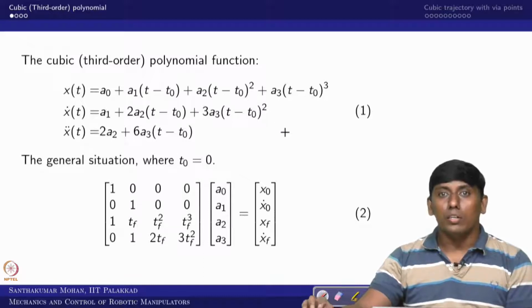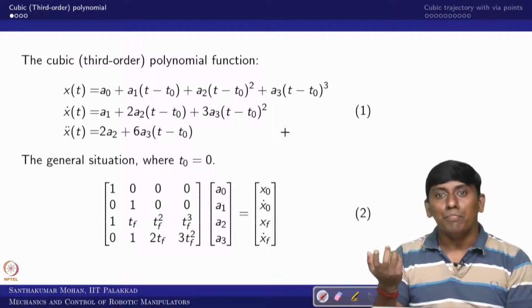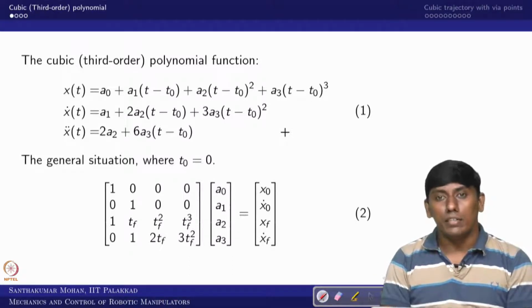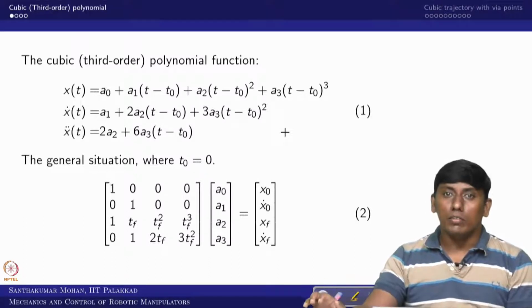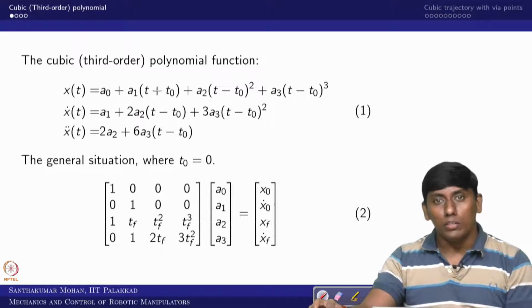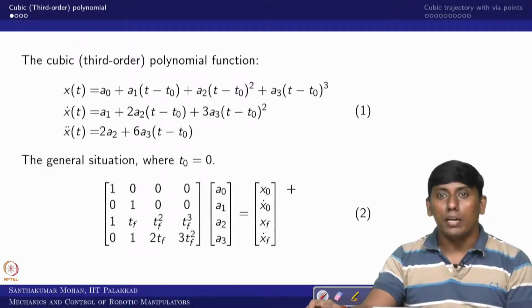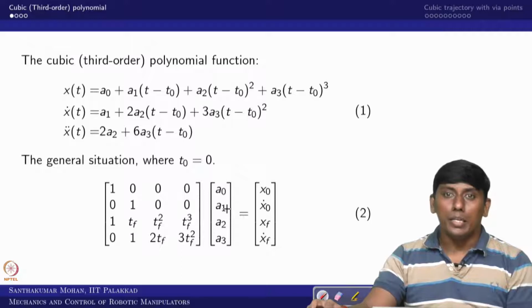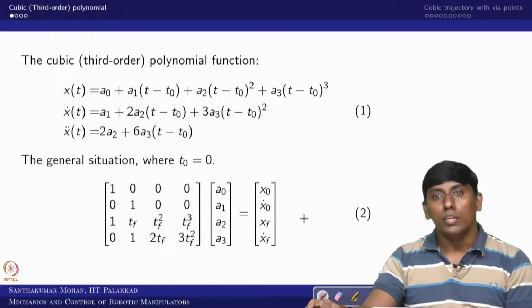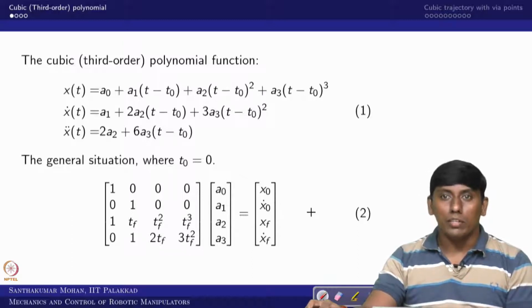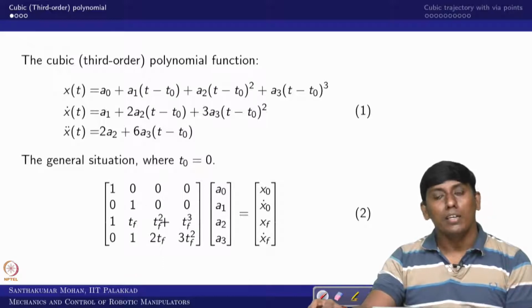Here t naught we conventionally assume to be 0. If t naught is something else, we will add it whenever there is a need. So we will rewrite this equation with t naught as 0, in a matrix and vector form. The a naught, a1, a2, a3 are unknown. The initial and final conditions, both displacement and velocity, are known to us. So these are the known inputs, these are the unknown coefficients, and the coefficient matrix is also known, which is a function of tf or constants.